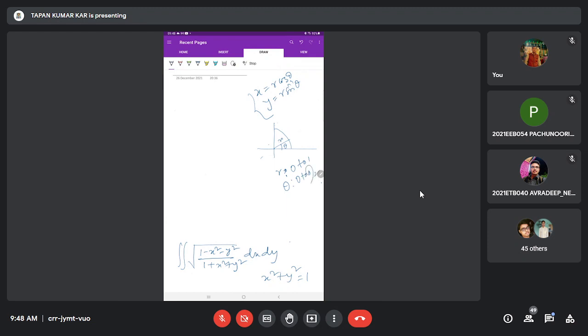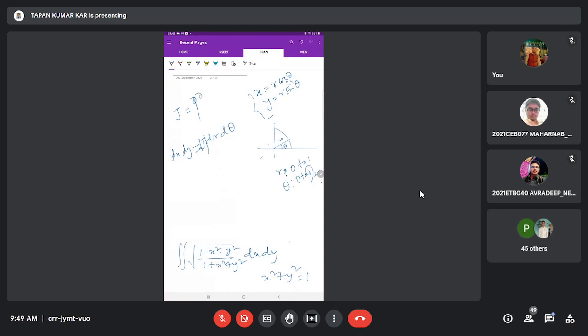And in that case, what is the Jacobian? Because you cannot directly write that dx dy equal to dr d theta. You have to write the Jacobian into dr d theta. So what is the Jacobian? It is del of x comma y upon del of r comma theta.